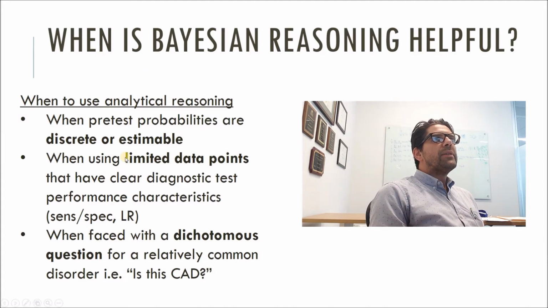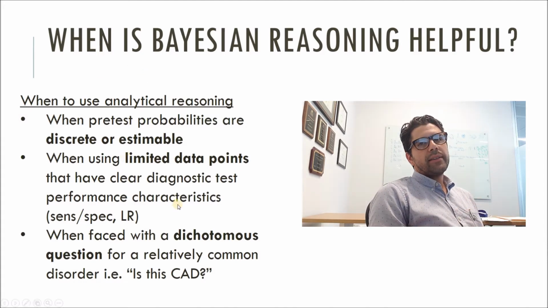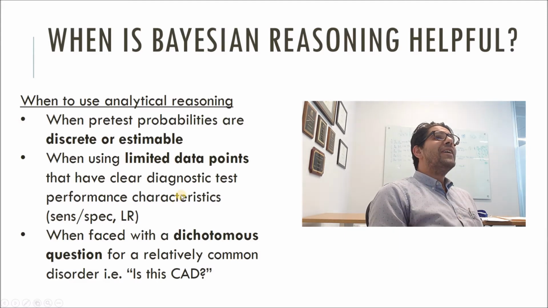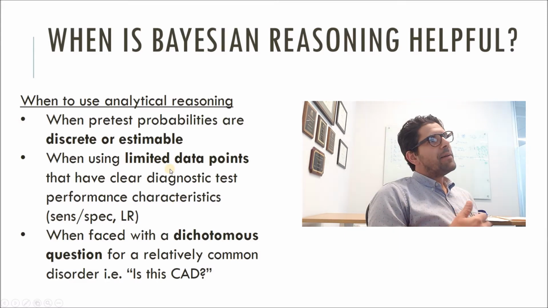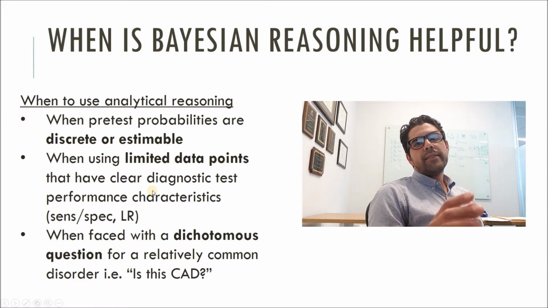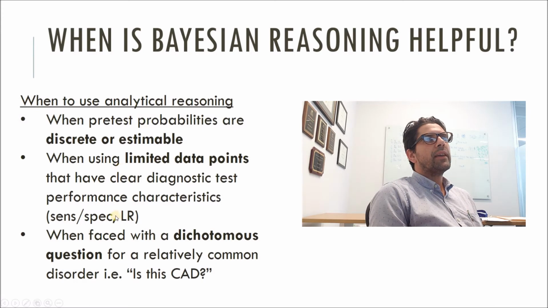When we have limited data points that have clear diagnostic test performance characteristics. So, for example, we have a clinical prediction rule that has very good likelihood ratios, or if we have a test like urine catecholamines where the likelihood ratios are extremely strong, then it's appropriate to use Bayesian reasoning, right? We can start to at least get a sense of pretest probability, and we can apply these likelihood ratios and get a better sense of post-test probability.